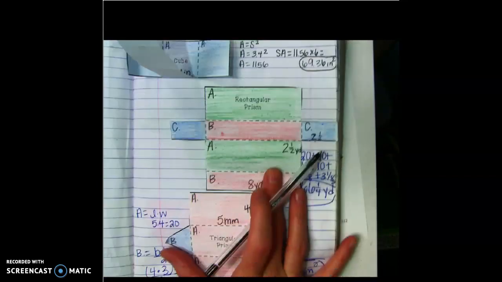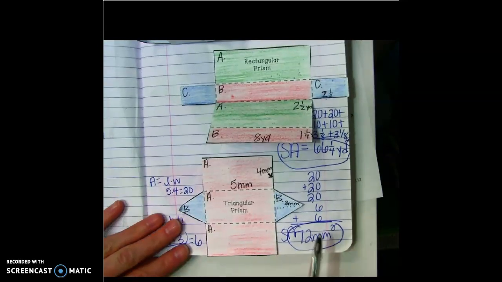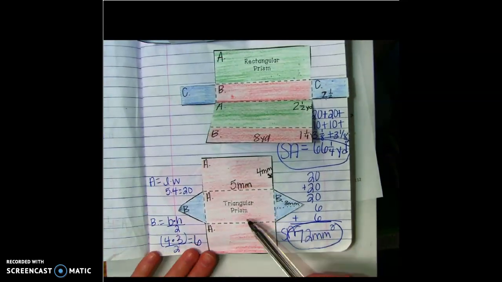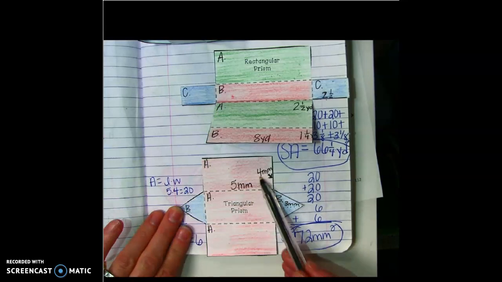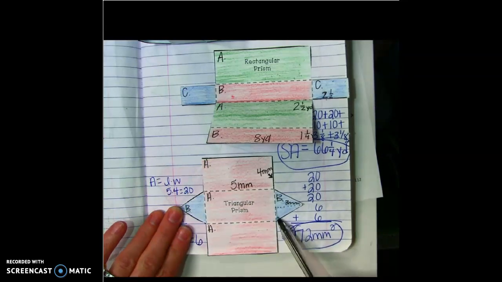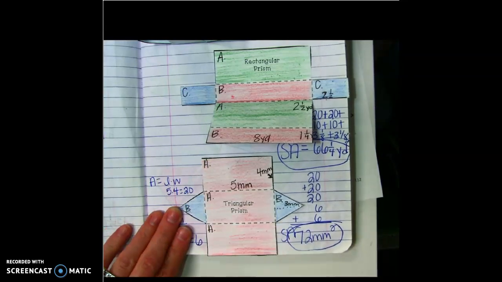Okay, now let's look at the triangular prism. Okay, again, you've got 2 different shapes on this one. You've got a rectangle and you've got a triangle. So color, your rectangle's one color, your triangle's another color. Go ahead and label them A and B.